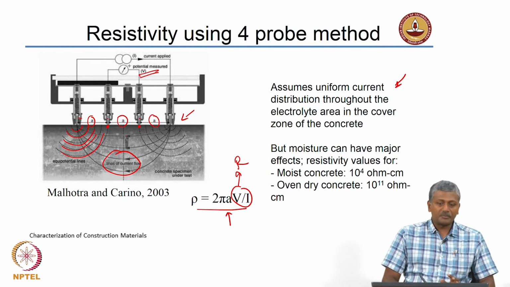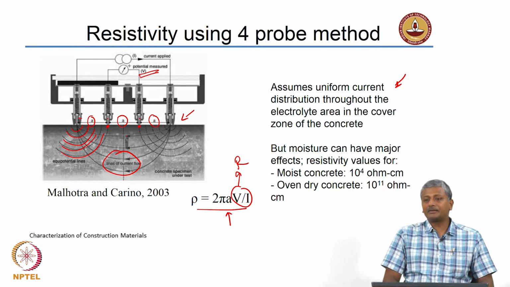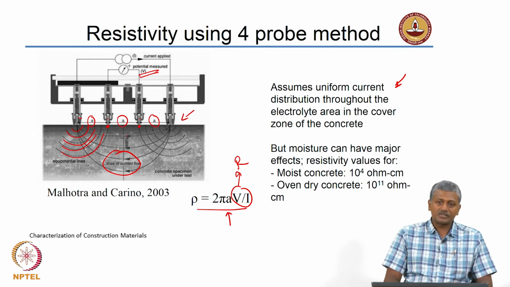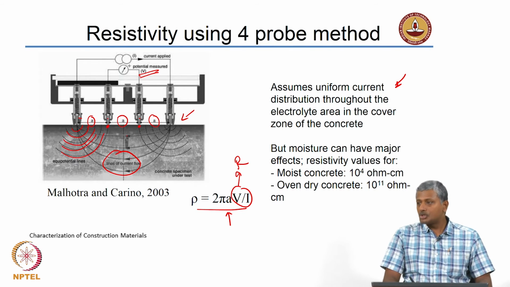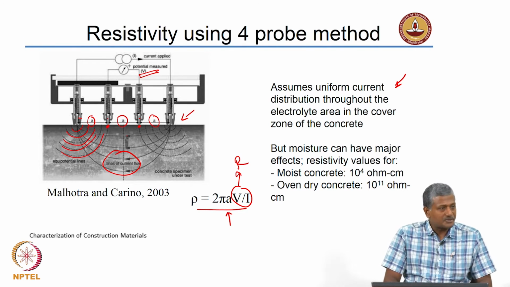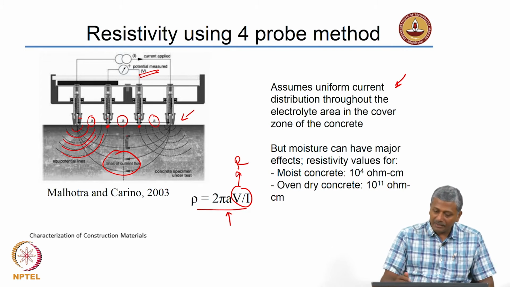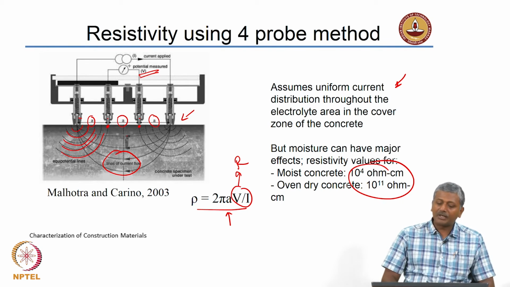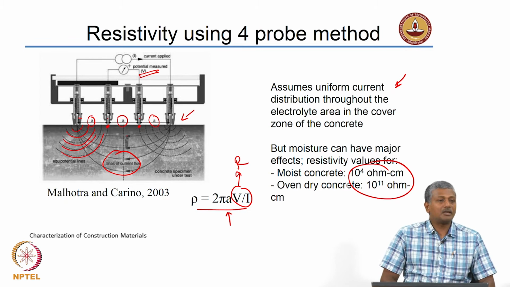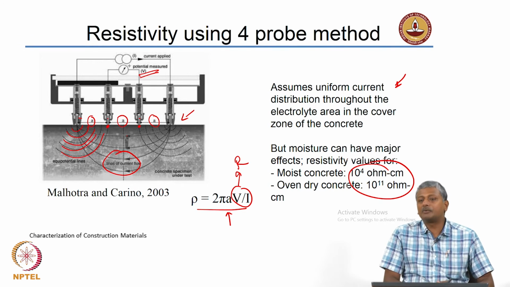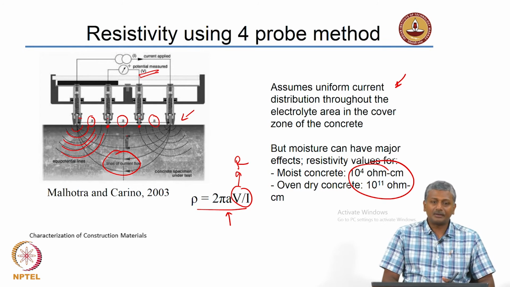One major issue is the presence of moisture in the concrete. You have to remember that when you are doing laboratory investigations using resistivity, you need to make sure that all your samples or all your specimens are completely saturated, because when you have drying, it can play havoc with the kind of data that you can obtain from resistivity measurements. For moist concrete, 10^4 ohm centimeter, and for oven dry concrete 10^11 ohm centimeter. So, that is absolutely not comparable. You have 7 orders of magnitude difference in the resistivity data.